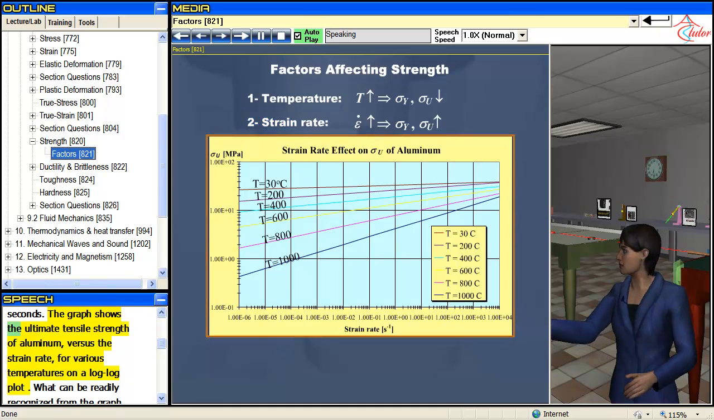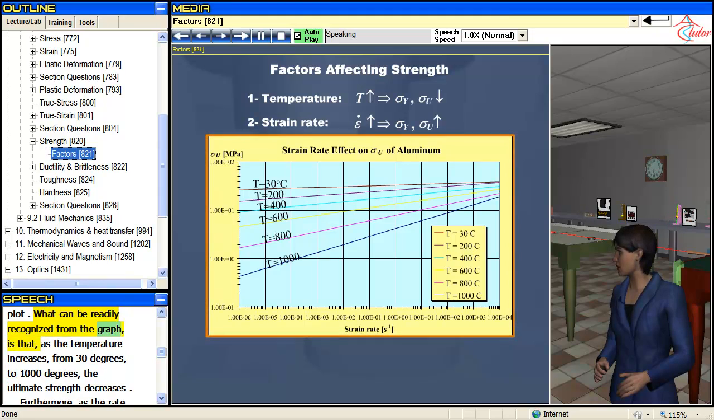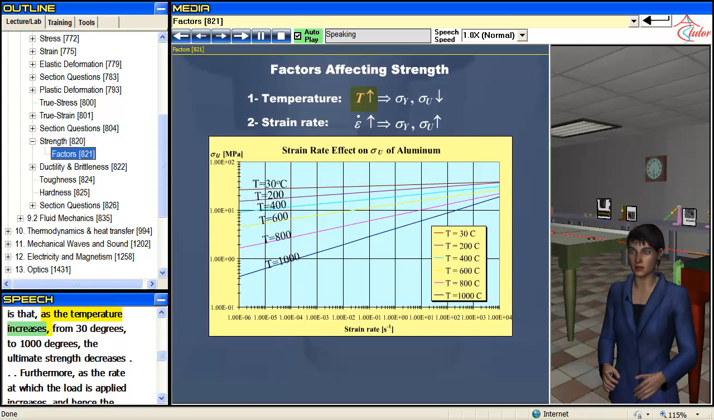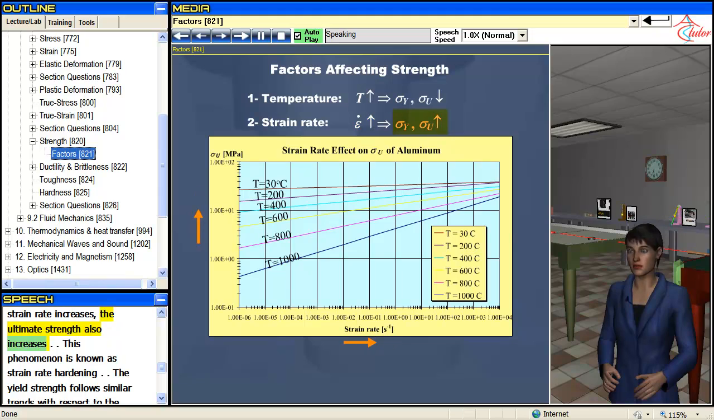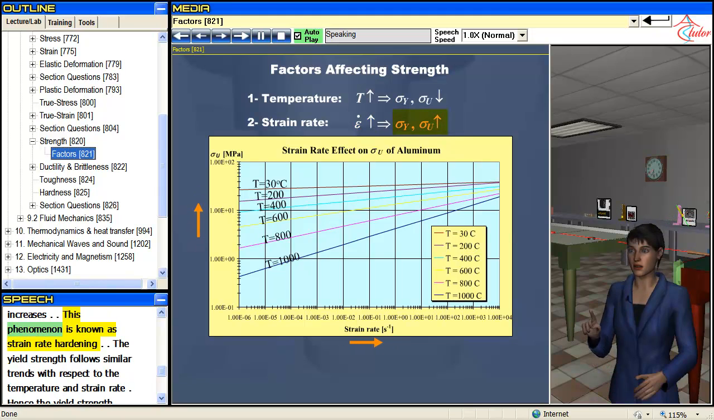The graph shows the ultimate tensile strength of aluminum versus the strain rate for various temperatures on the log-log plot. What can be readily recognized from the graph is that, as the temperature increases from 30 degrees to 1000 degrees, the ultimate strength decreases. Furthermore, as the rate at which the load is applied increases, and hence the strain rate increases, the ultimate strength also increases. This phenomenon is known as strain rate hardening.